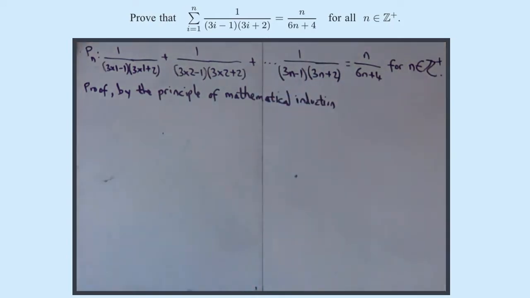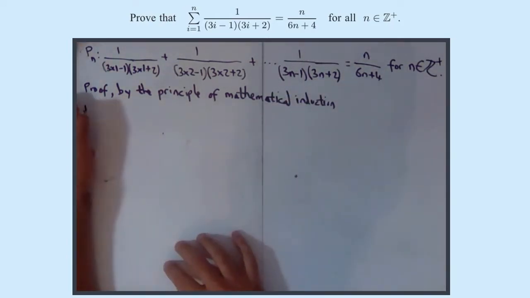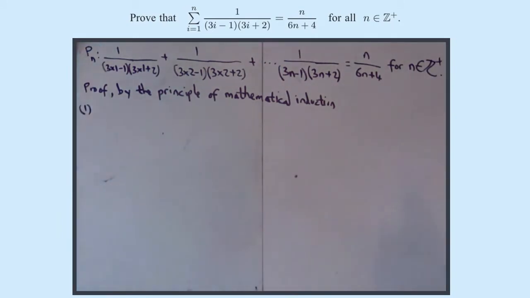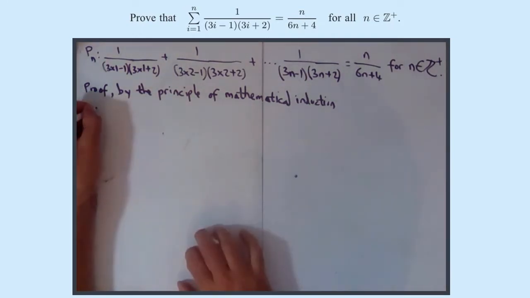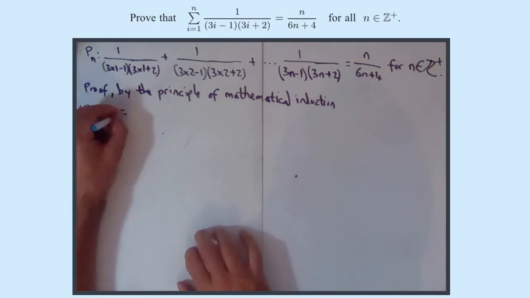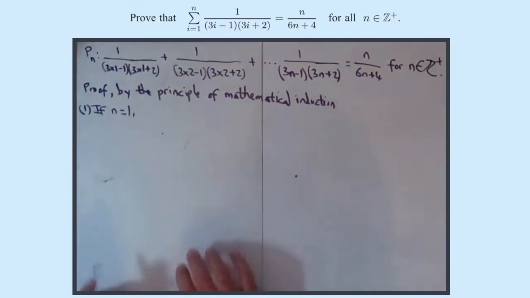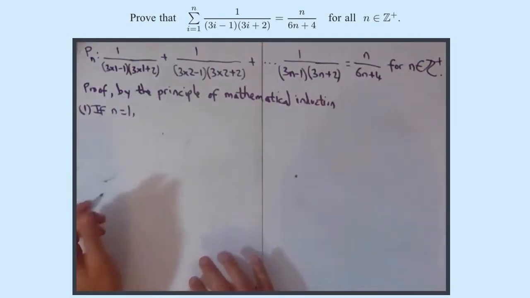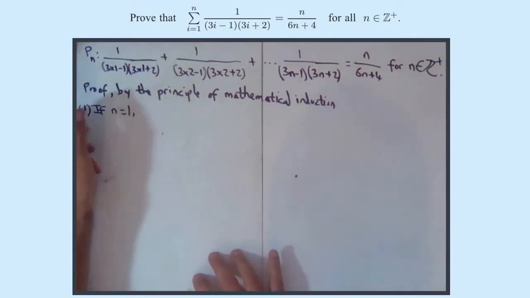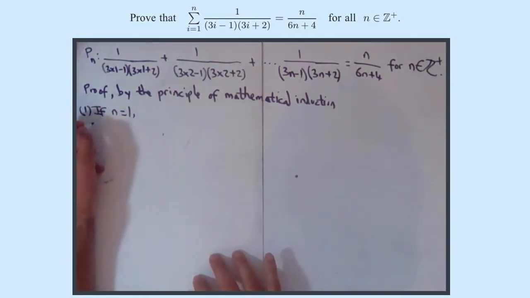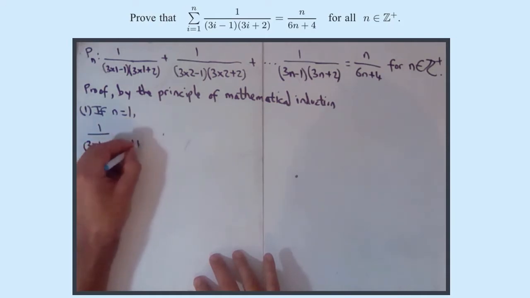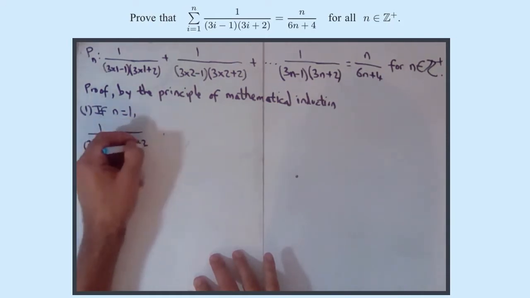Right, so we start with our base case. We're showing that this is true for all positive integer n, so the lowest positive integer n is 1. So let's see what happens if n equals 1. We need to show that the left hand side equals the right hand side. So the left hand side is 1 over 3 times 1 minus 1, 3 times 1 plus 2.